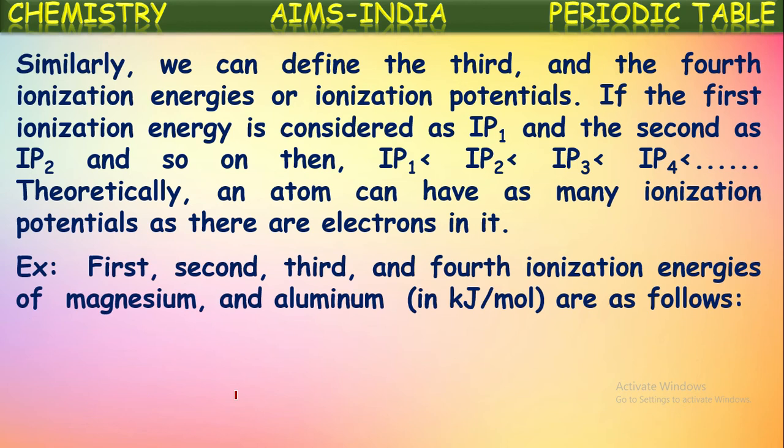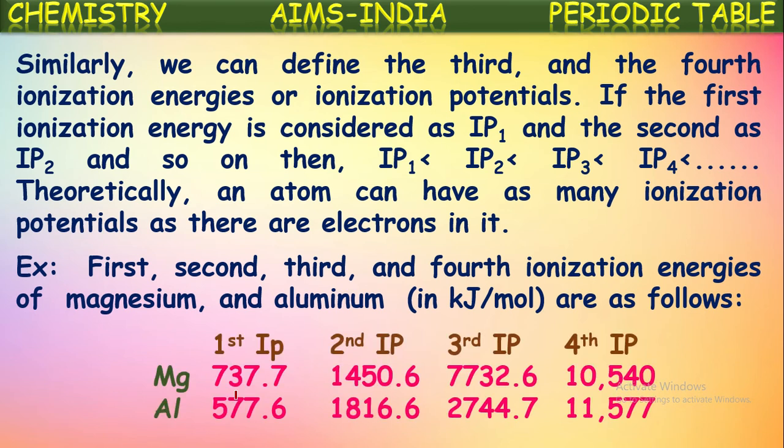For example, the first, second, third, and fourth ionization energies of magnesium and aluminium are shown here. If you see magnesium, for the removal of the first electron it requires around 737.7 kilojoules. For the removal of the second electron it increases, as you can observe. For the removal of the third electron, again more energy is required than for the second, and it increases for the fourth electron again.